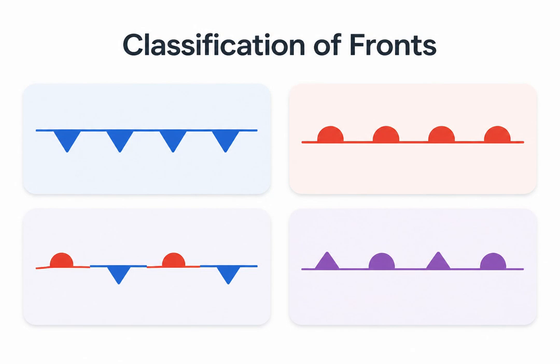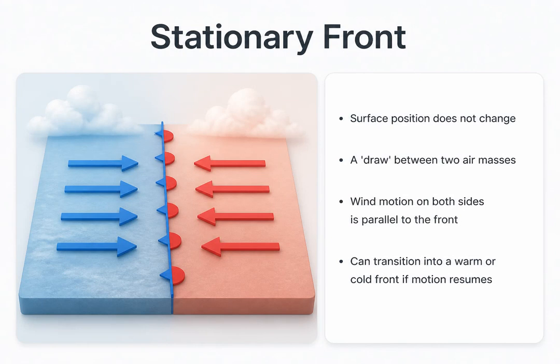Based on the mechanism of frontogenesis and the associated weather, we classify fronts into 4 distinct types. On weather maps, these are represented by specific symbols, occluded front, with alternating symbols on the same side. Let's examine each of these in detail. First is the stationary front. This occurs when the surface position of a front does not change.